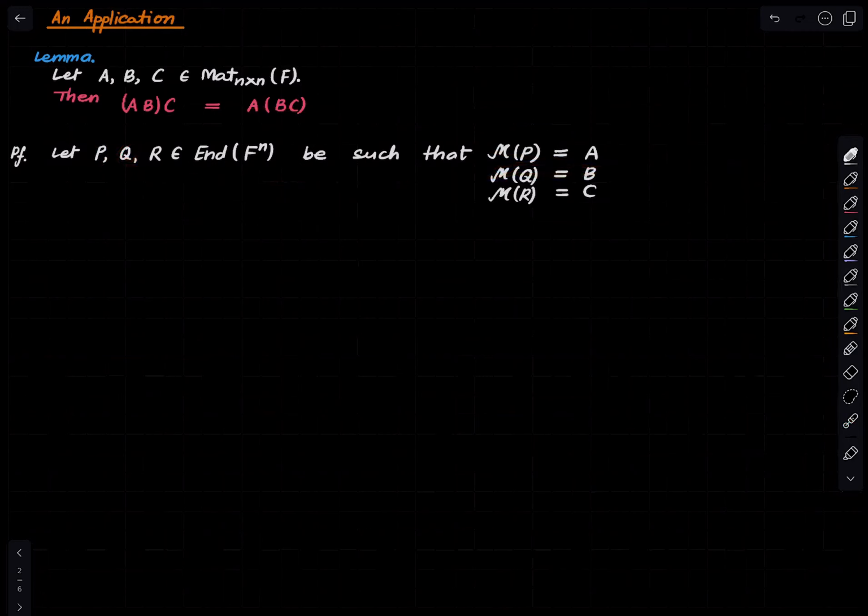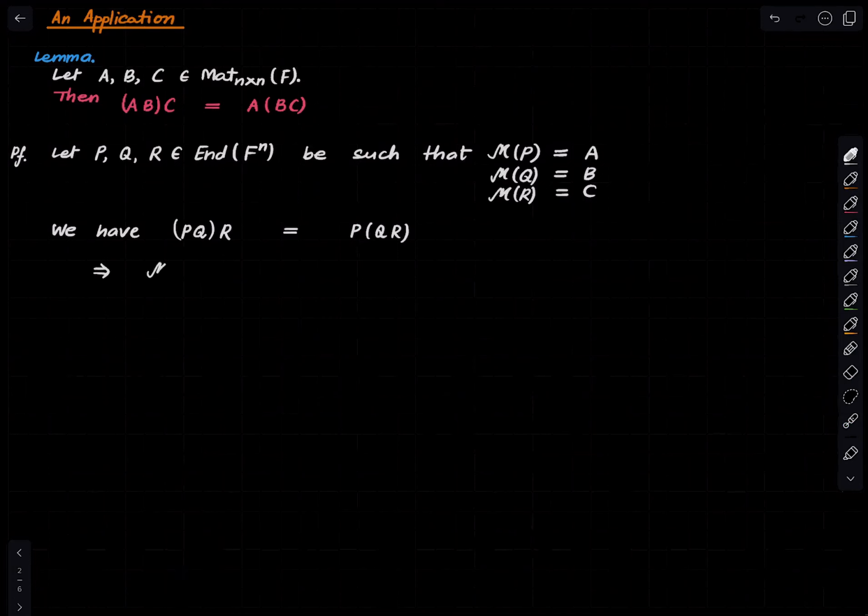Okay, and now we know that you can compose P and Q first and then compose the thing with R, or you can compose Q and R first and then compose the thing with P. So this equality is just a set theoretic equality, nothing to do with linear algebra. If you compose three maps, you can compose the first two and then compose with the remaining, or you can compose the last two and then compose with the first. Purely set theoretic identity, and now we just convert this identity to a matrix identity.